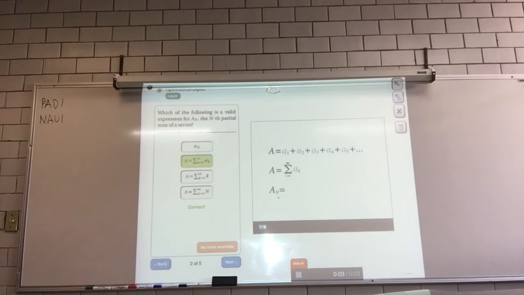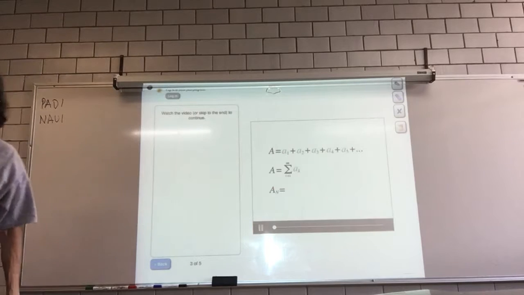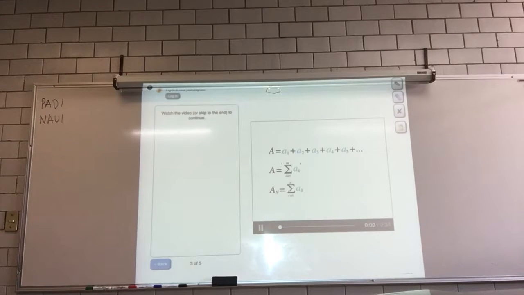To find the sum of the infinite series, you add up all the terms from k equals 1 to infinity. But for a partial sum, we're just adding up all the terms from a1 up through a capital N. So we're going to write a similar summation of all the terms ak, but now we're just going from k equals 1 to n. Right, it's just like the expression for summing all the terms, except now we're summing the terms from 1 to n, not infinity. For any series, whether it's a finite series or an infinite series, this is the expression for the nth partial sum.